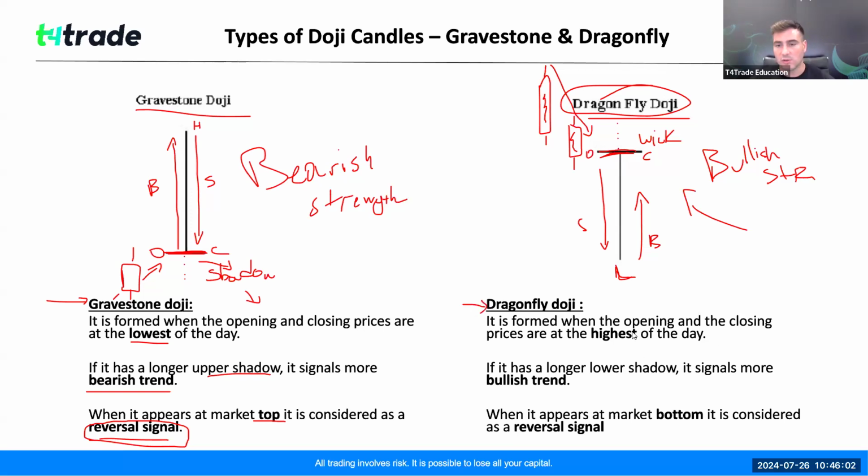Dragonfly doji is formed when the opening and the closing prices are at the highest of the day. So don't have any wick. This is the high of the day, the open and the close. If it has a longer, lower shadow, it signals more of a bullish trend. Okay, the larger this is, the more significant it is. Opposite is also true for this. The larger it is, the more significant it is. So when it appears at market bottom, it is considered to be a reversal signal once again.